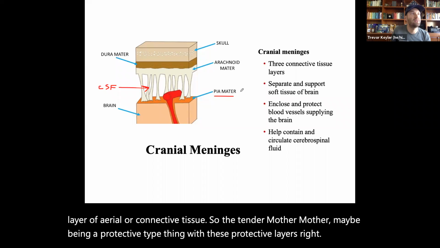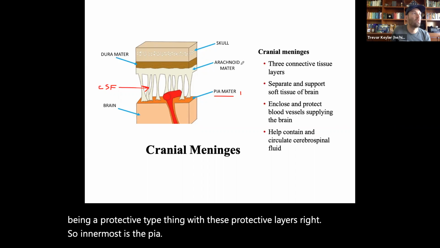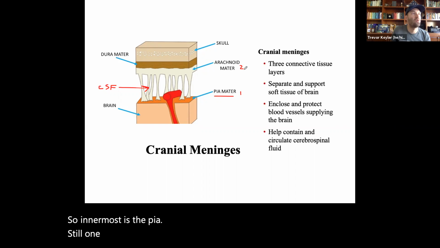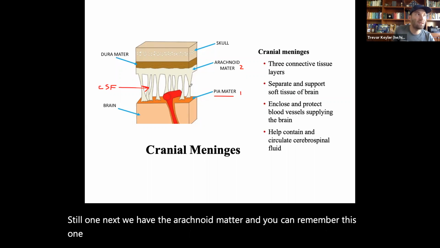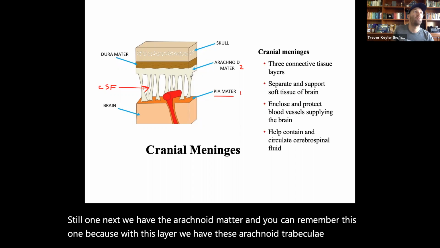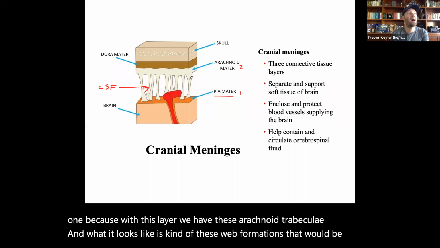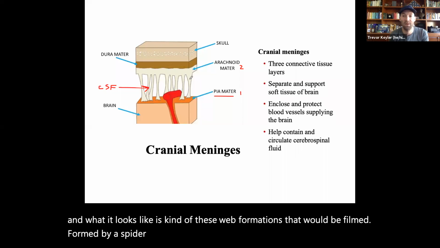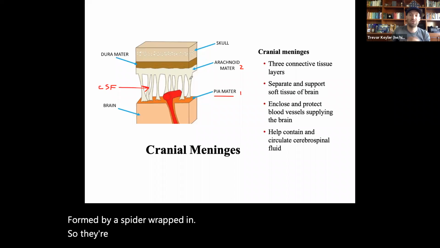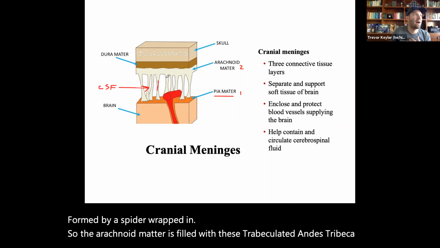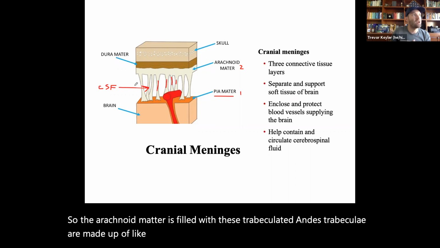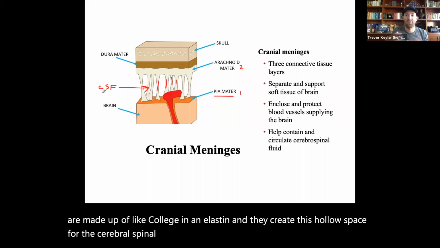So innermost is the pia. Let's do a 1. Next, we have the arachnoid mater. Okay? And you can remember this one because with this layer, we have these arachnoid trabeculae. Okay? And what it looks like is kind of these web formations that would be formed by a spider, arachnid. Okay? So the arachnoid mater is filled with these trabeculae, and these trabeculae are made up of like collagen and elastin. And they create this hollow space for the cerebrospinal fluid to circulate through.